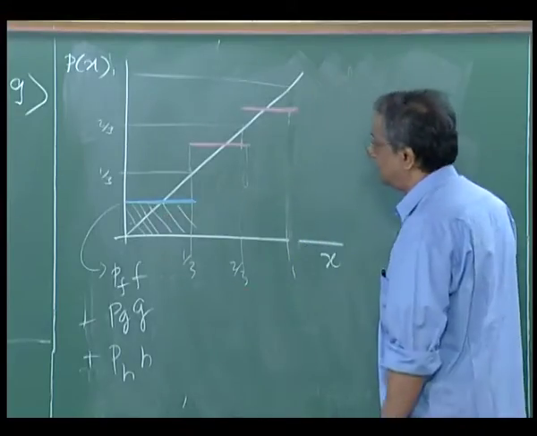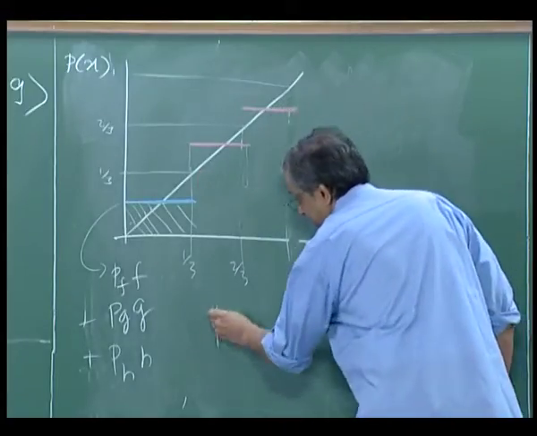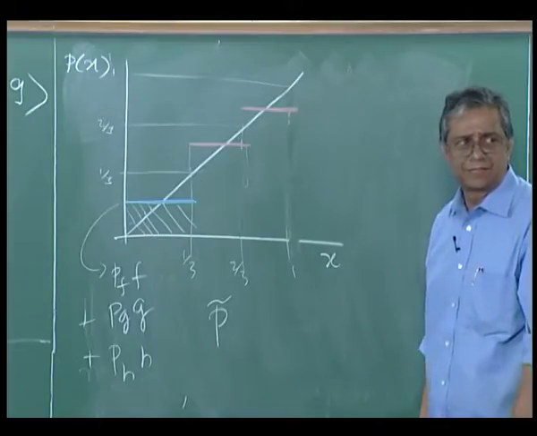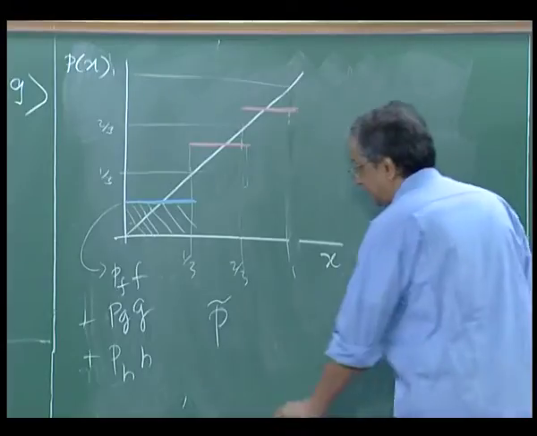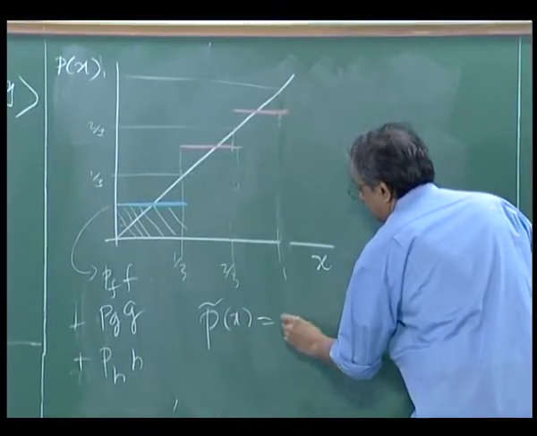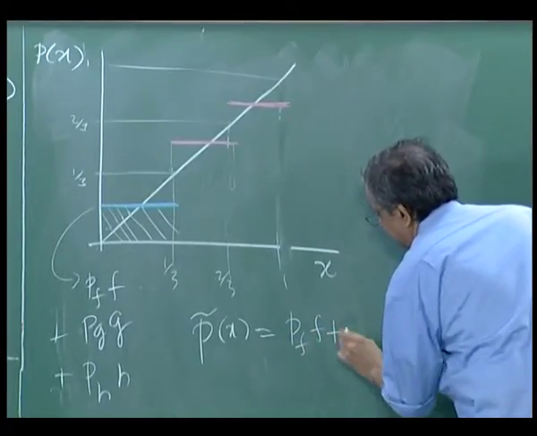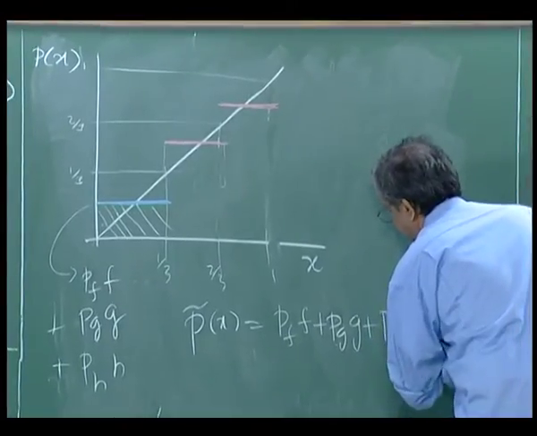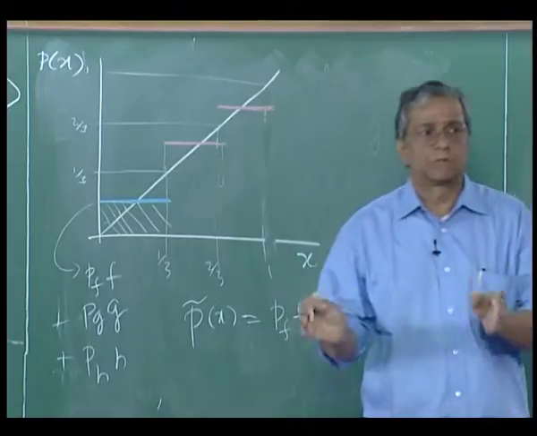So I no longer want to call this P of x, I want to give our representation a name, right now I will call it p tilde, we will introduce more formal notation later. So p tilde of x equals Pf f plus Pg g plus Ph h, okay. So what do we got so far?